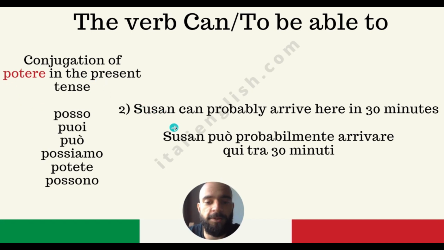Again, Susan is the third person. So it's going to be può, because 1, 2, 3, può. That would be she. Probably is probabilmente. Italian English, you already know this. Arrive goes in the infinitive. Arrivare. Here is qui. And in 30 minutes, it's going to be tra 30 minuti. If you haven't seen the video about the prepositions, in is a preposition used with a time frame scenario in the future. So in is going to be tra. Again, watch the video about prepositions, more specifically the preposition in. And that's it. Now, the next sentence, I will not translate it for you. It's up to you.